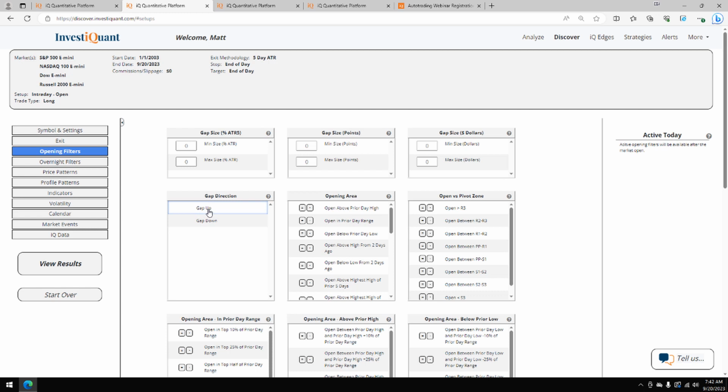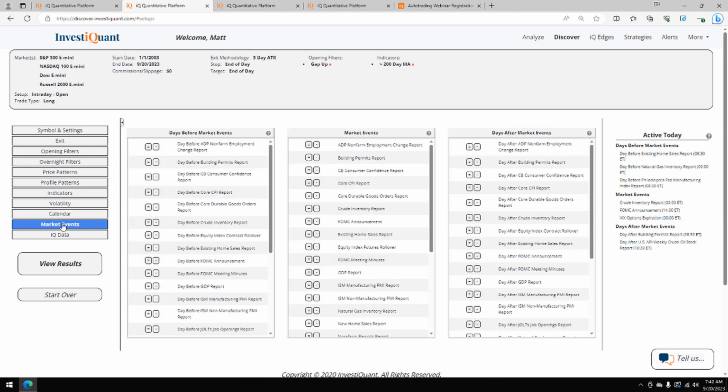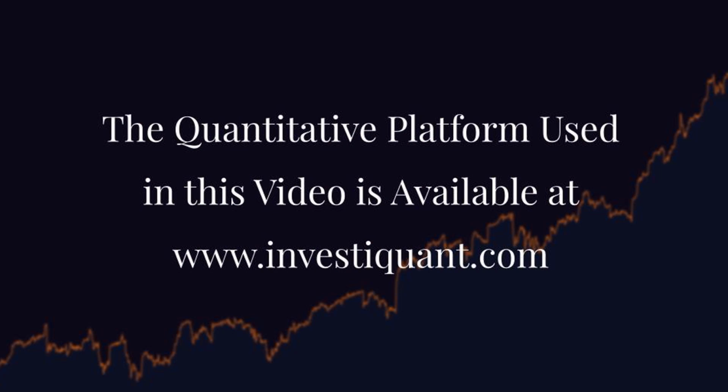Now currently we are trading higher. I'm adding that to the test by clicking on gap up from the opening filters. The next thing I'm going to do is go to the indicators library. Because the FOMC announcement only happens every 6 weeks or 8 times a year, we're going to keep just one indicator here, not get too specific on it. So we're going with above a 200-day simple moving average. And on the market events library, we're going to add that today is the FOMC announcement. That's right over here in the active today section. I've got that selected. Now I can click view results.